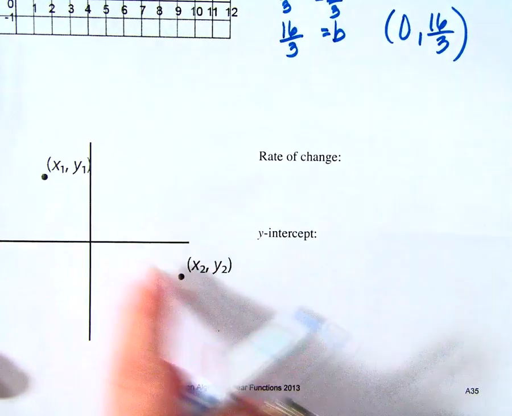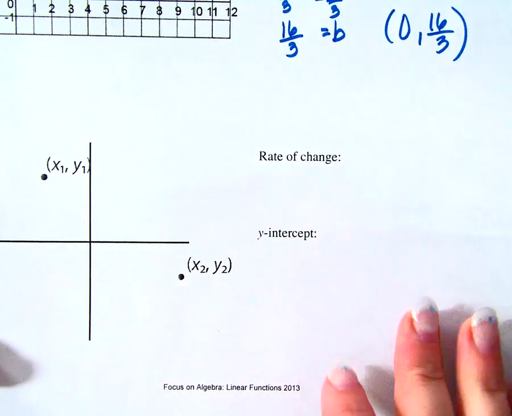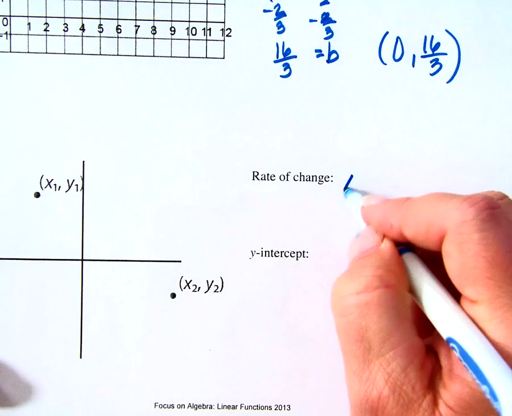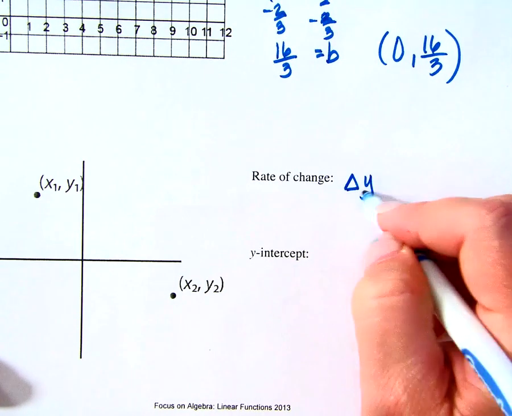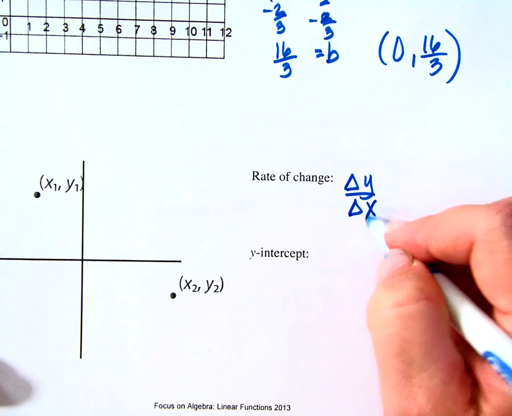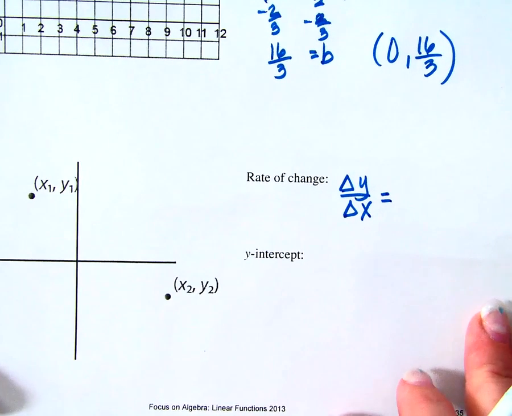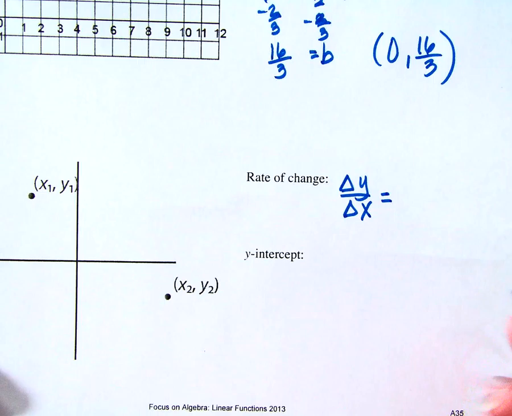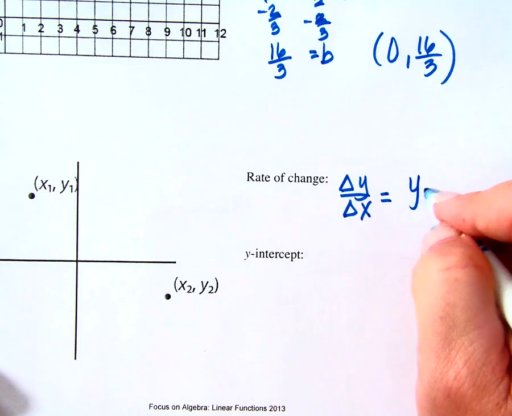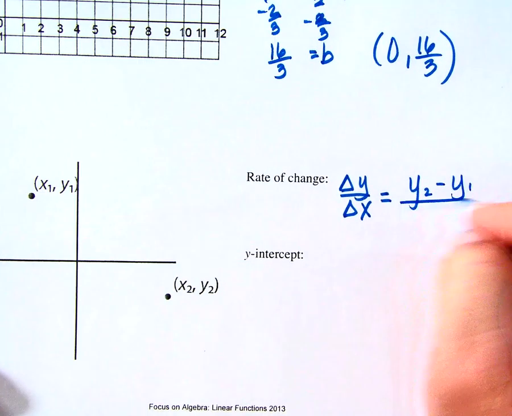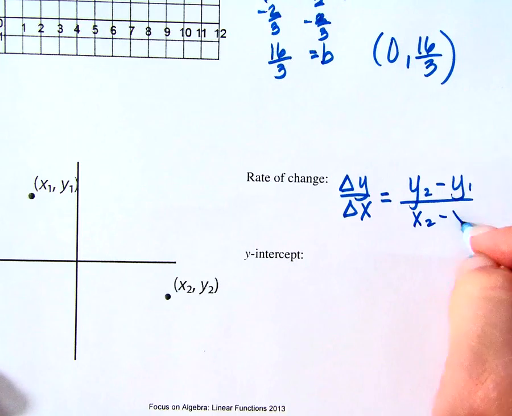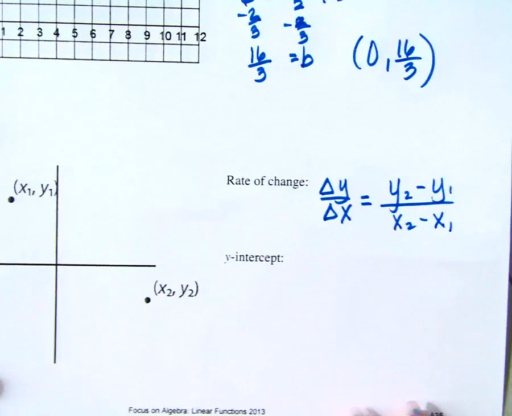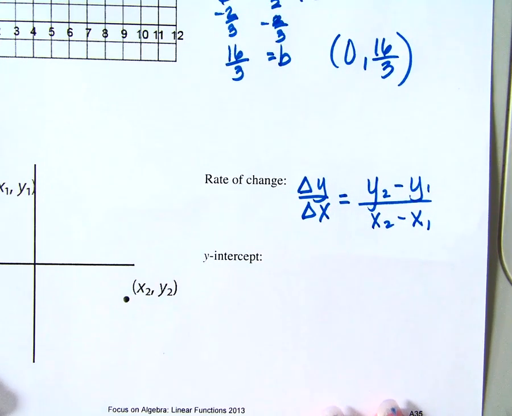If these are my 2 points, what is my rate of change? Well, we've talked about this a little bit already. It's my change in my y's divided by my change in my x's. And according to the formula that you see in all the books, y sub 2 minus y sub 1 over x sub 2 minus x sub 1. And what letter do we use for rate of change? Do you remember?